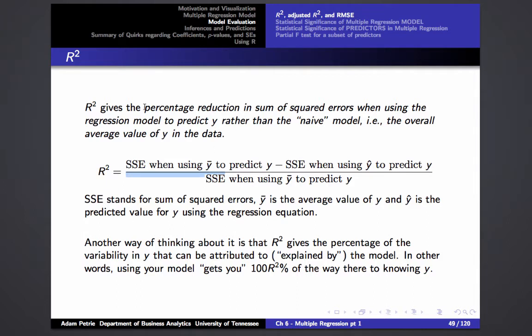And so this is a rather clunky definition of what R squared is. Another way of thinking of R squared is it's basically the percentage of the variability in y that can be attributed to or explained by the model. So in other words, using your model to predict y gets you about 100 R squared percent of the way there to knowing the y value.